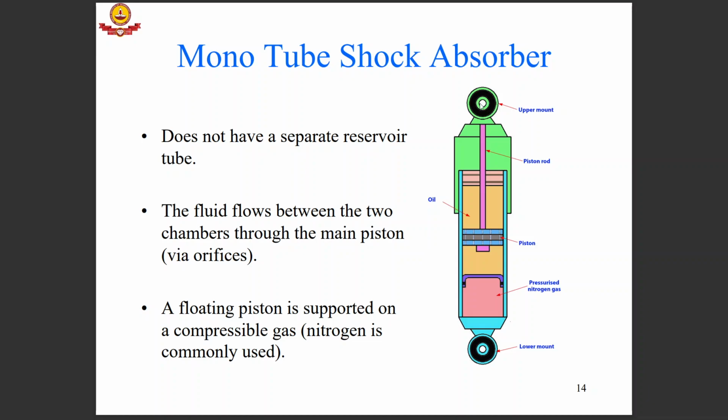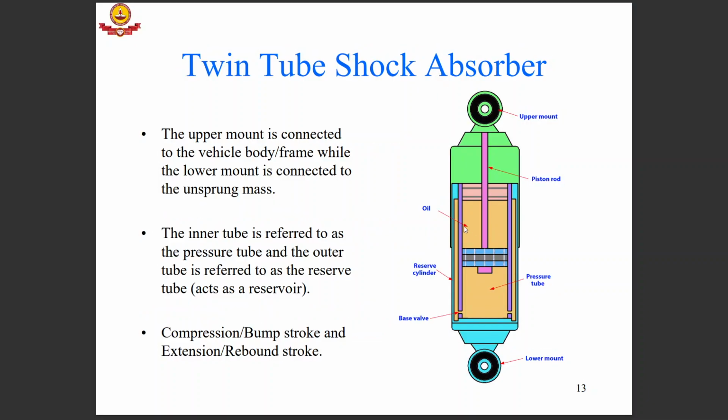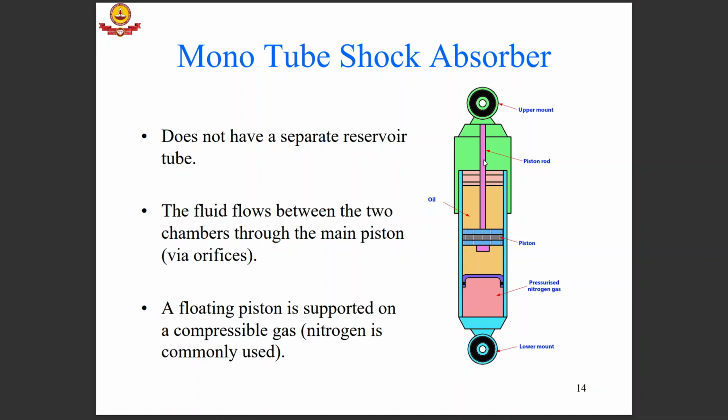Then there is a monotube shock absorber. So here, there is an inner tube and an outer tube. The inner tube is the pressure tube, and the outer tube is the reservoir where excess oil can be stored. In this kind of design, there is oil and there is pressurized nitrogen gas. The fluid flows between the two chambers via the main piston orifices, and a floating piston is supported on compressible gas. Typically nitrogen is used.